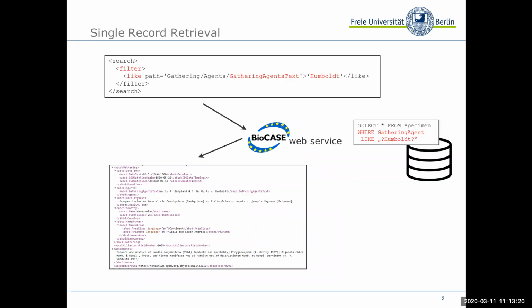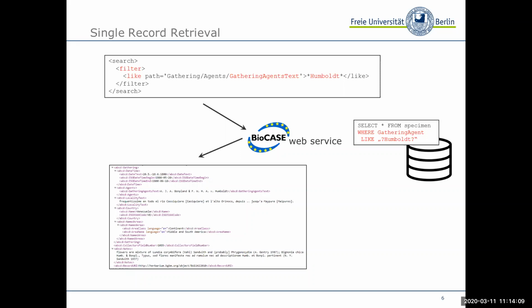And that's why BioCASe also offers what we call single record retrieval. That means BioCASe features a web service that can be queried with a specific filter. So in this example, if you're interested just in specimens of Humboldt, so you have a herbarium, for example, which uses BioCASe, and they set up BioCASe and made this access point available, then you can query this BioCASe web service with this request, and just ask for the specimens that have been gathered by Humboldt.